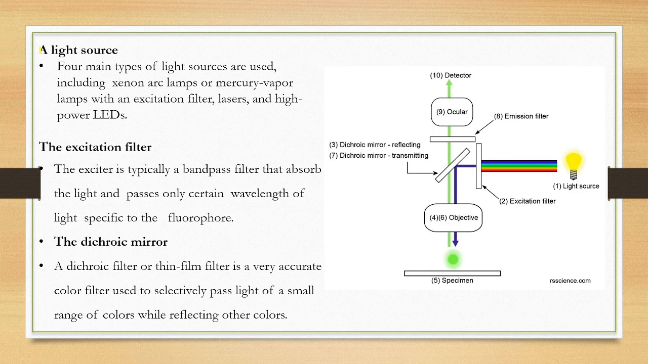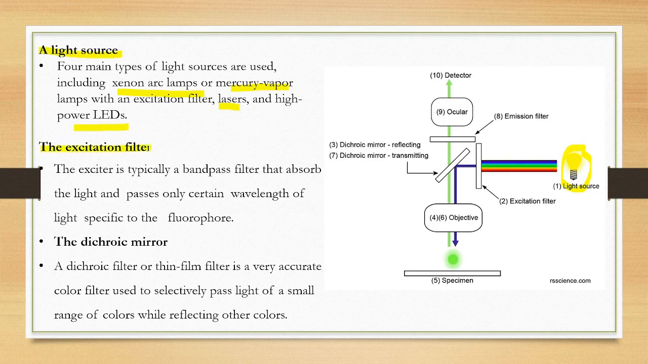So what are the components of the fluorescent microscope? First one is the light source. So this is the light source. Four main types of light source are used, including xenon arc lamps, mercury vapor lamps, lasers, and high power LEDs.